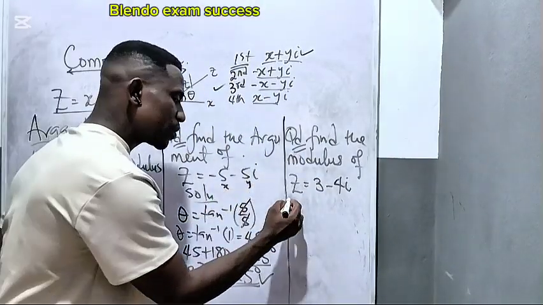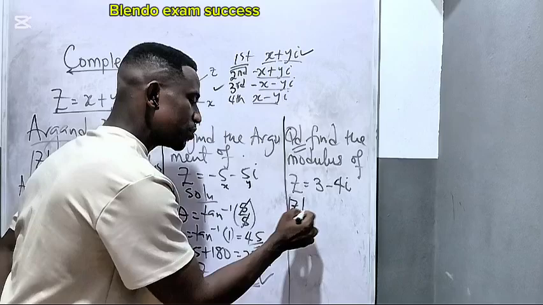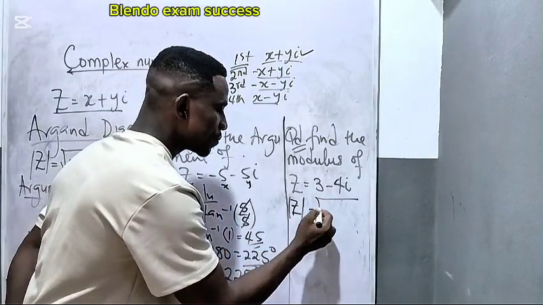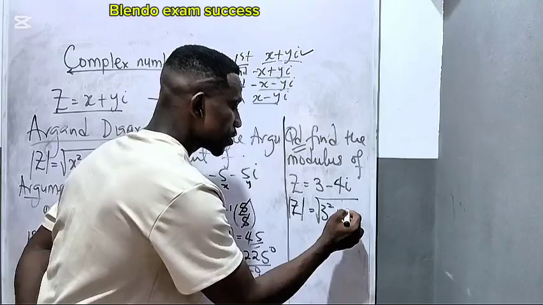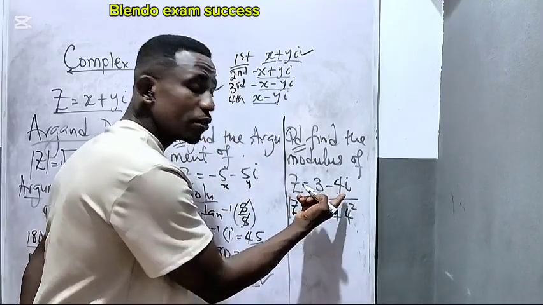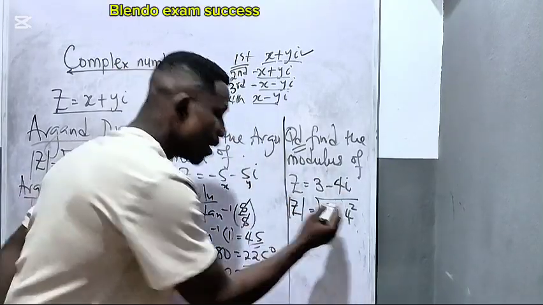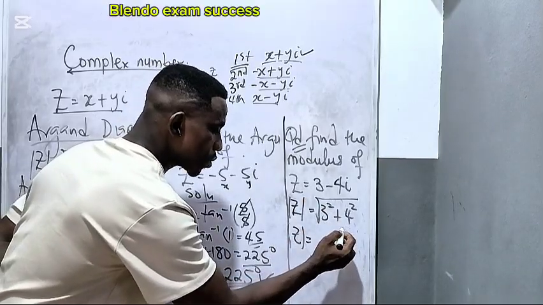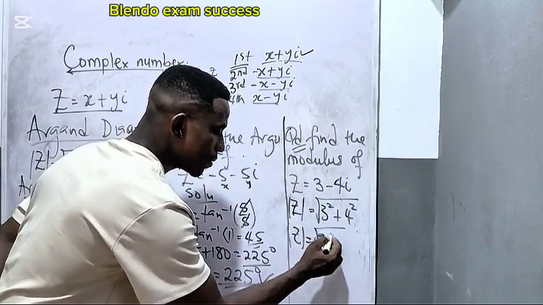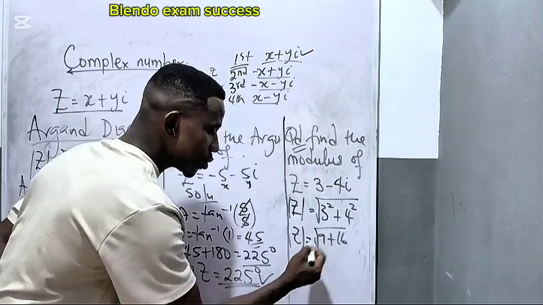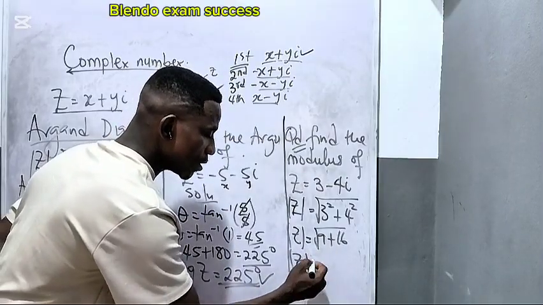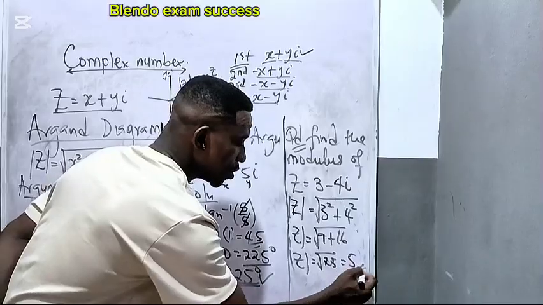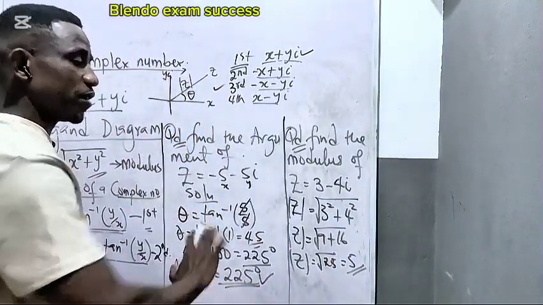So for modulus, it's just like radius. Okay? So modulus is square root of 3 squared plus 4 squared. Pick the positive value. Don't ever touch the negative value. So you come over here and say modulus is equal to square root of 9 plus 16. 9 plus 16 is 25. So modulus is equal to square root of 25, which is 5. So that is the modulus, irrespective of the quadrant.